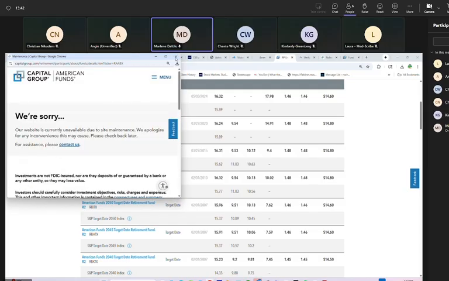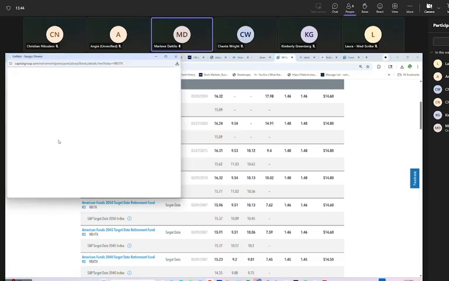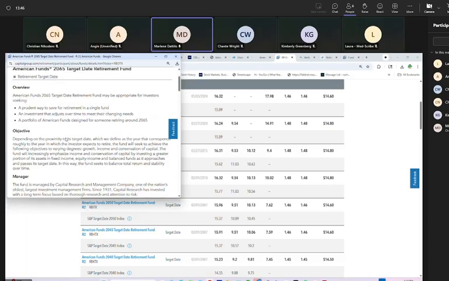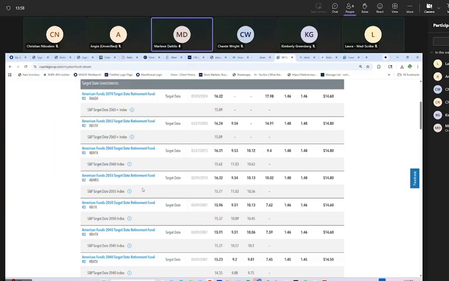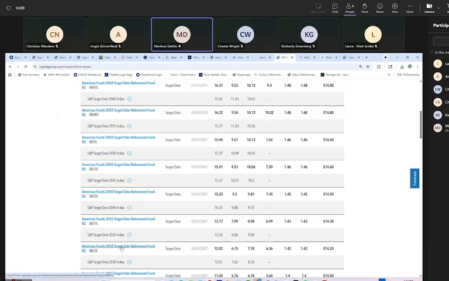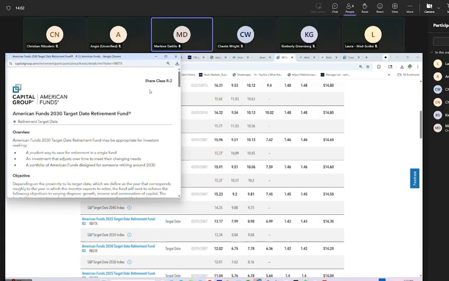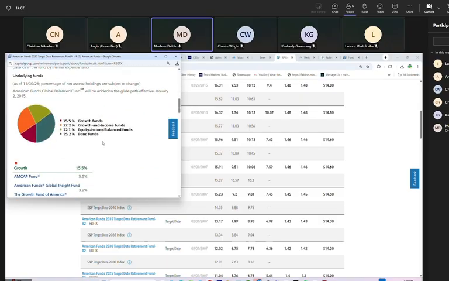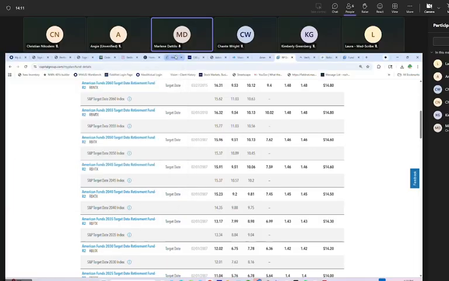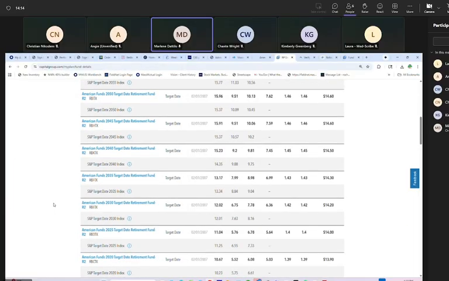Oh, that one's brand new. Sorry, we'll go to this one. So target date 2065, you'll notice that it's mostly growth and income, and equity income funds. There's only 6% in bonds. If I now take a look at the 2030 fund, and I go down here, you'll notice that now I have 35% in bonds. So again, the older you are, the more you'll have in bonds. The younger you are, the more you'll have in stocks.